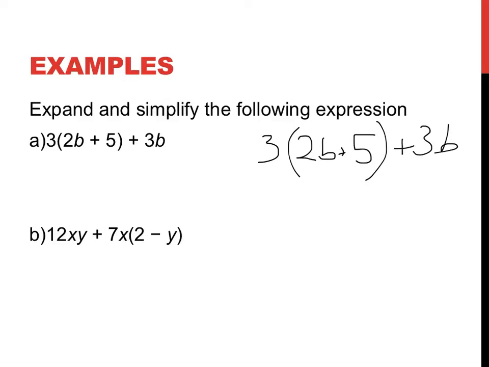Okay, again, I've got something on the outside, but that's not what's directly to the left of the bracket, so I'm going to leave that plus 3b for the moment, and I'm going to expand my brackets. I'm going to go 3 multiplied by 2b. We'll do my numbers first. Positive 3 multiplied by a positive 2. 3 times 2 is 6. And then I've got a b left over.